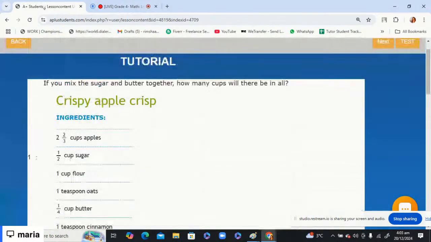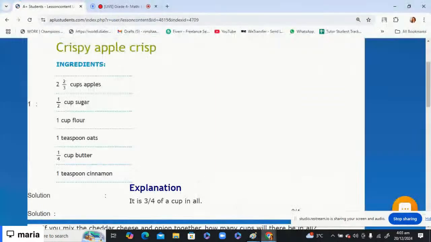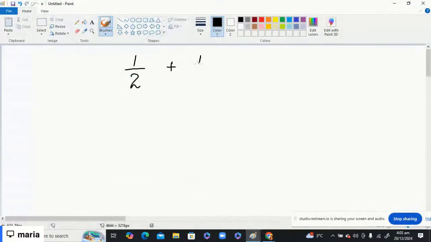Okay, sugar is 1 by 2 and then the butter, how much of it? It's 1 by 4. Okay, now here is 1 by 2. Here is 1 by 4. So first of all, we check the denominators, which is the greater denominator here. So 4 is the greater denominator, okay? And 2 is less. So we make this 2 equal to the 4.